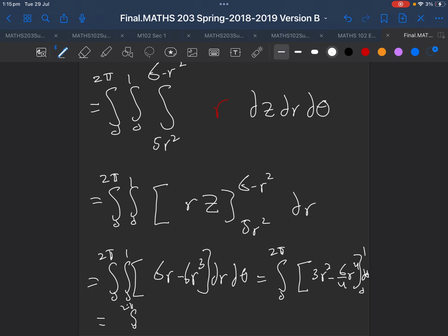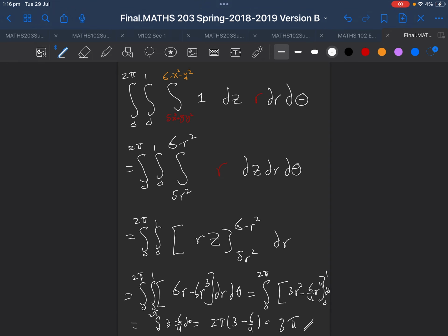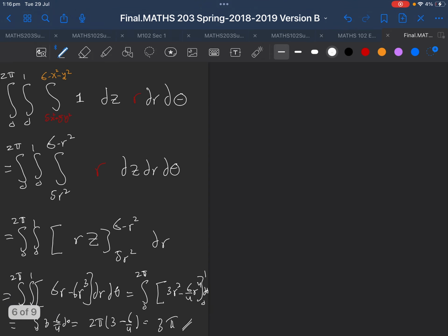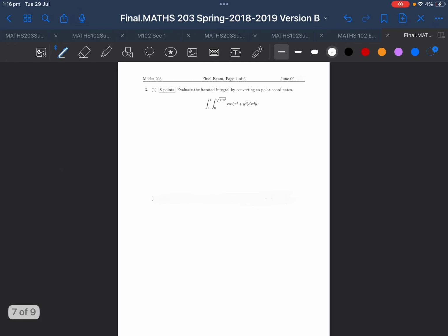And now we just substitute 1. We get 3 minus 6 over 4. And the final answer will be just 2 pi times 3 minus 6 over 4, which in total would be 3 pi. And that's how we find this integral.